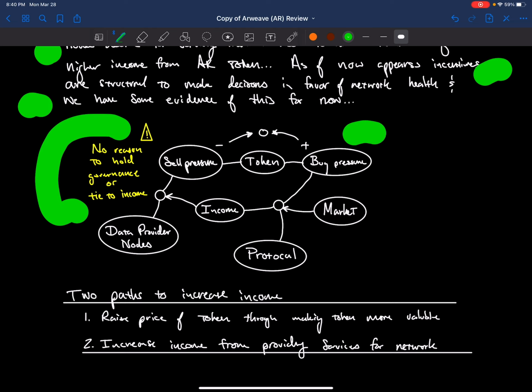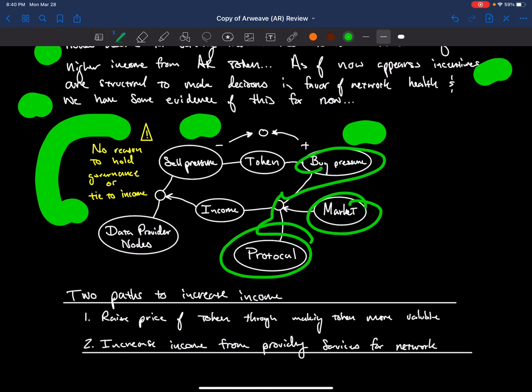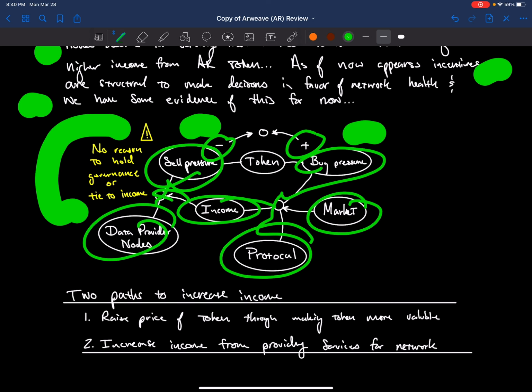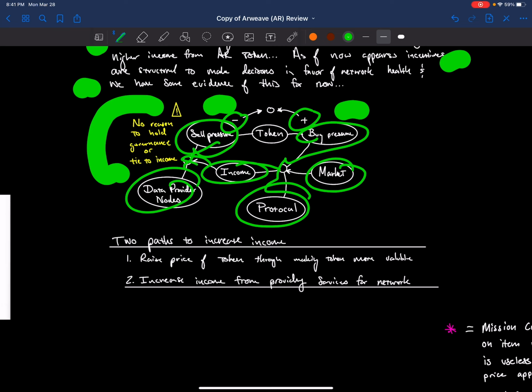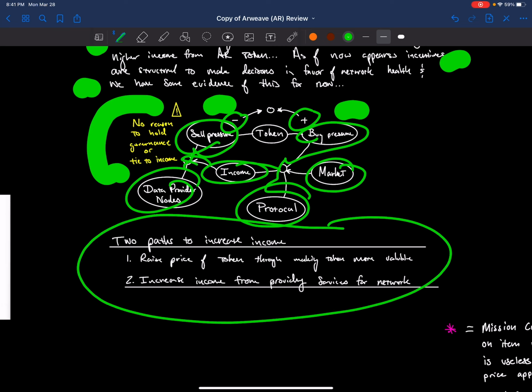because the buy pressure is canceled out by the sell pressure. If you are the market demanding the token, the protocol, you create the buy pressure for having access to the system. That income goes to the data provider, which is sell pressure, because why would they need to hold the token? They just want their income. So there's a negative force and a positive force, and it neutralizes out. So that's two things coming together. Now, there are two paths to increase income as a node. Raise the price of the token through making the token more valuable, or increase income from providing services to the network.